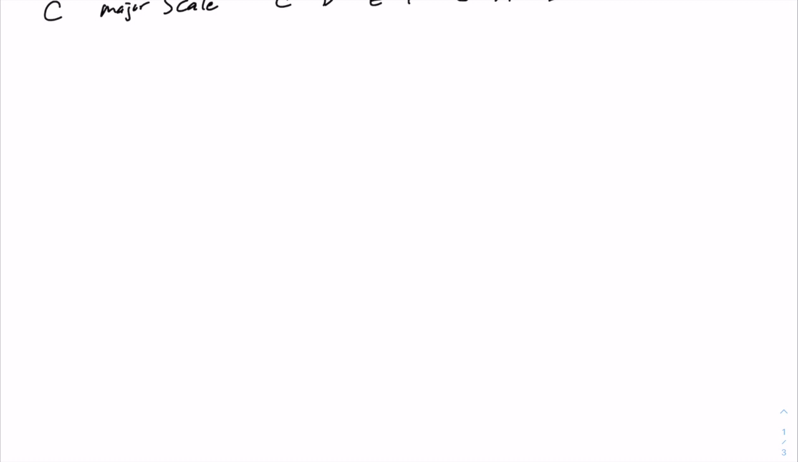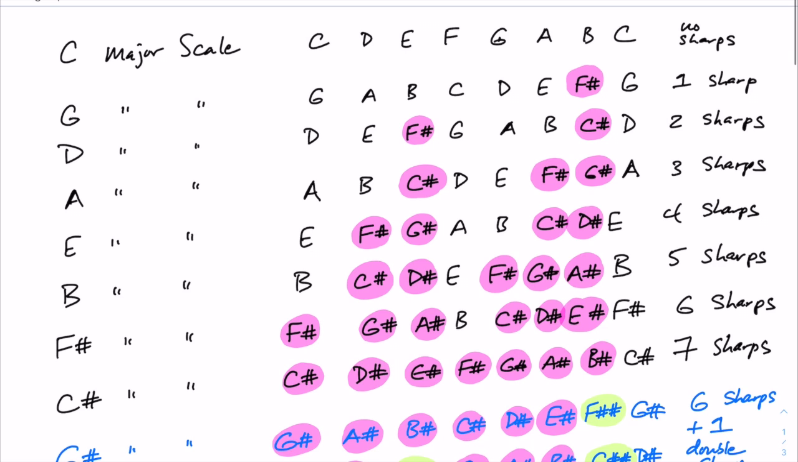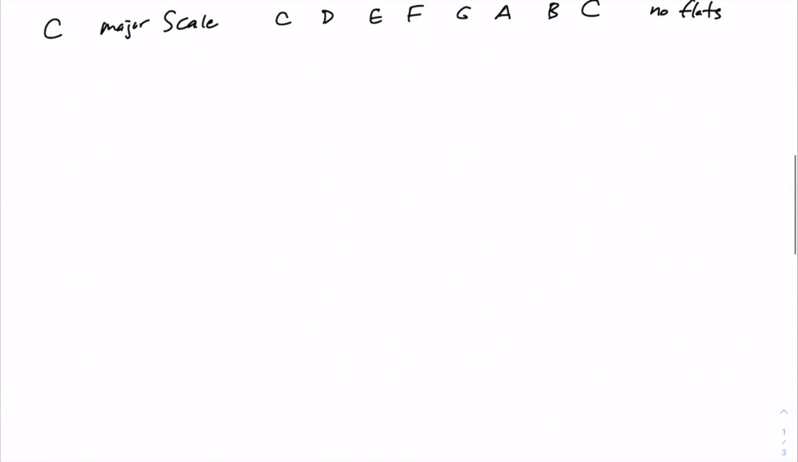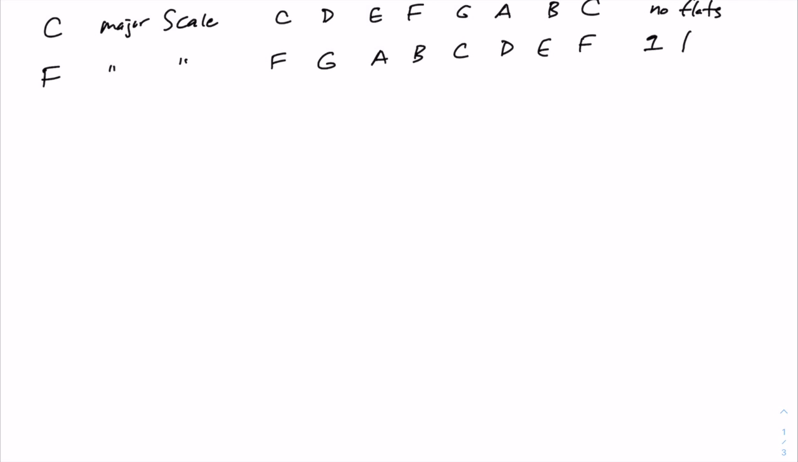Now check this out. Let's come at this from a different perspective. Up here, we said that the G major scale had no sharps, but what if I said this one has no flats? Like we discovered the other day, we have a major scale with 1 flat. F, G, A, B, C, D, E, F. 1 flat. Do you remember which note was flat? B.